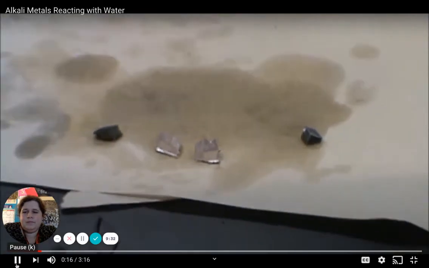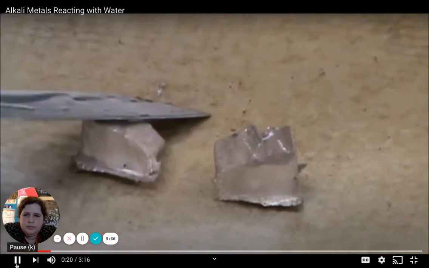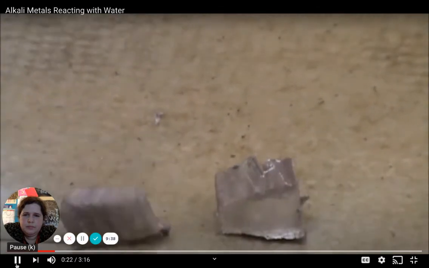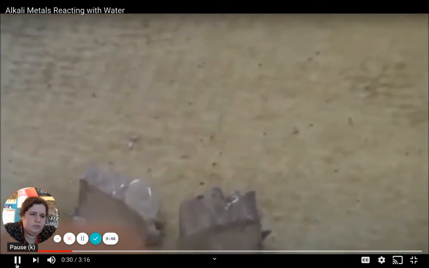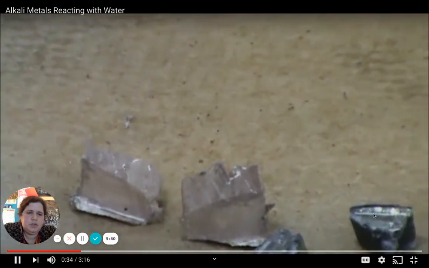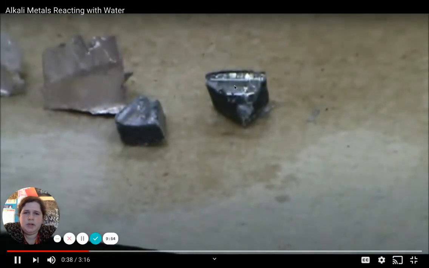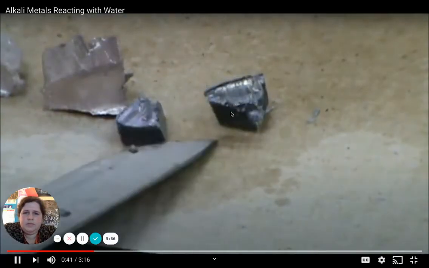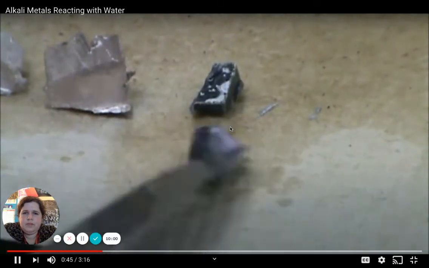Zoom in real quick. Let's see if we can really get in there. So this side will reflect a lot of light. The other sides are pretty dull. And you'll see that especially with the potassium here. I'm going to go ahead and give this kind of a half cut. Okay, so you can see it's really shiny right here. For the potassium, this is the side that's freshly cut, and you can see the dullness of the other sides compared to that.